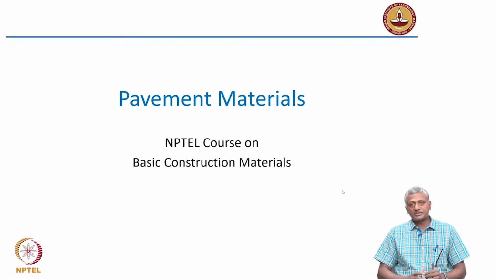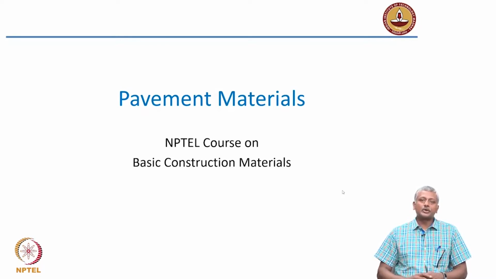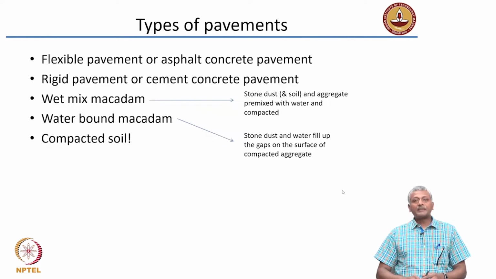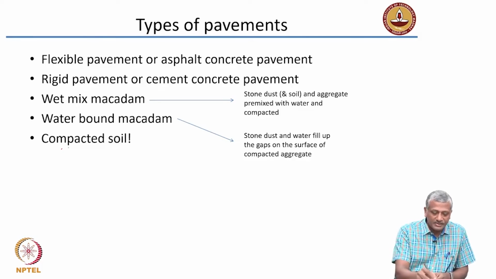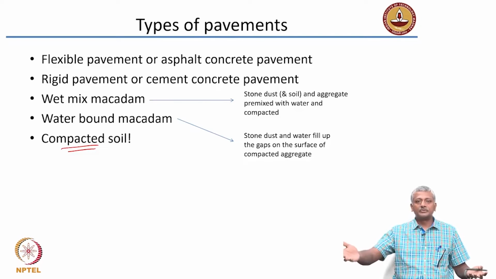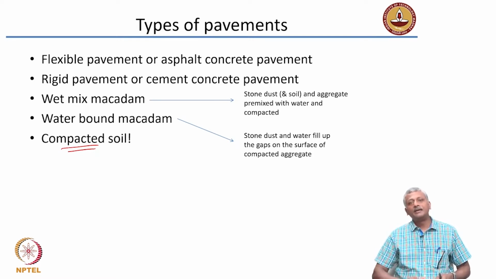So, this chapter is about pavement materials or roadway materials or highway materials. So, what are the different types of pavements that you come across? The simplest one obviously is a compacted soil. You just have a rough soil, right? You have a roller going over the soil, compacting it and making sure that it is smooth and plain, and that can be used as a pavement or a road, right?